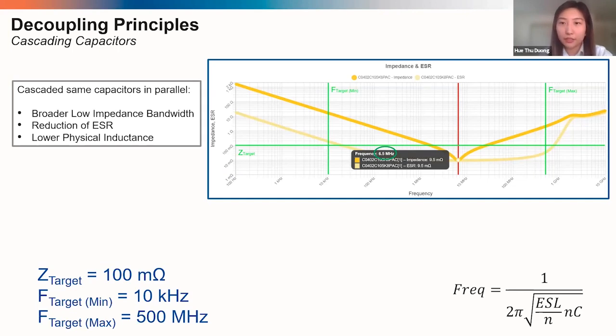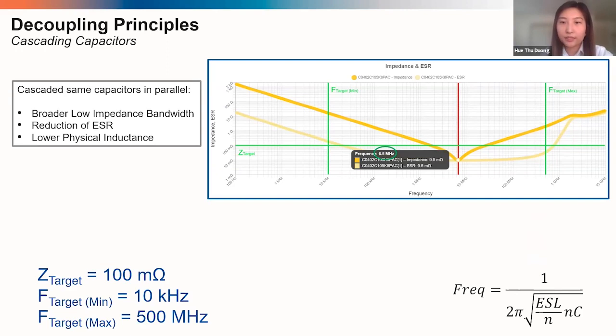So let's take a look at that real quick. So at our lower band, the impedance curve, which is this bolder yellow curve here, is way above the target impedance line, which is this horizontal line here, which is the same for the upper frequency band. So at both the lower and upper frequency bands, these do not meet our target impedance.